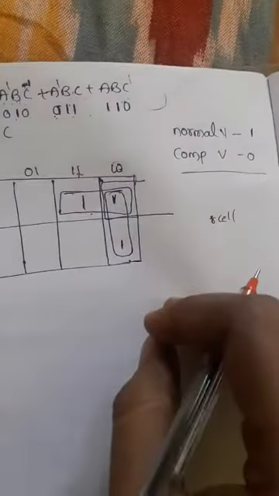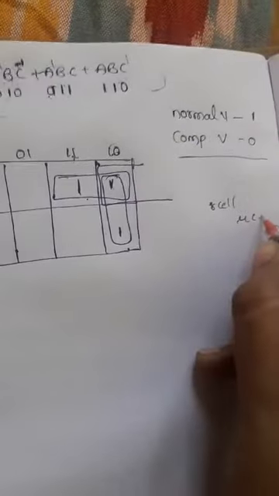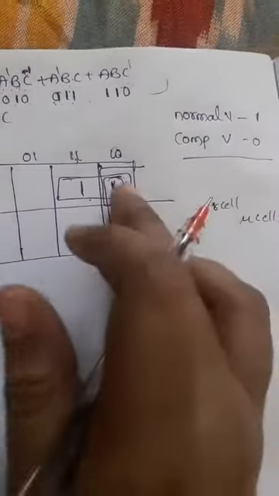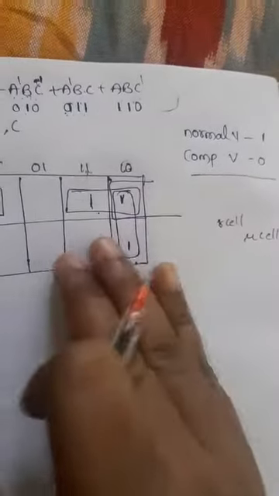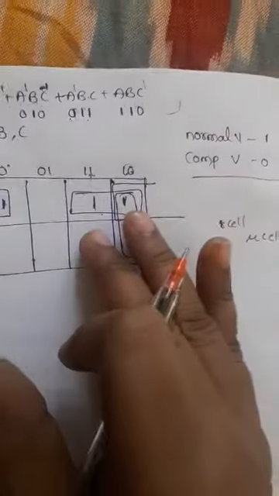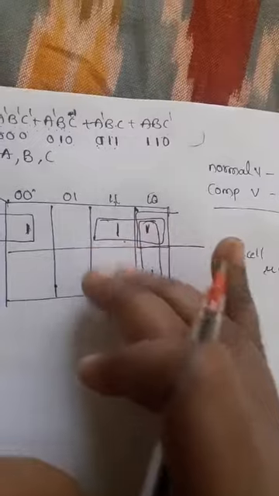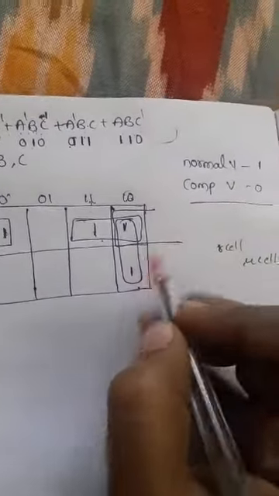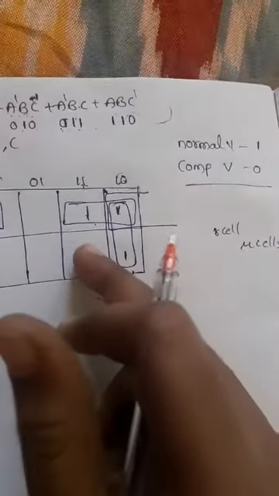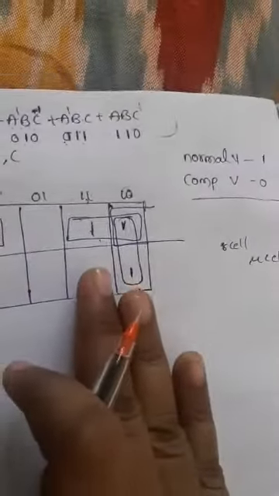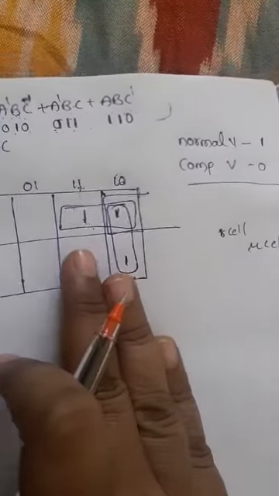Coming to the next one, quad. Quad is nothing but grouping 4 cells, so we need 4 adjacent cells. Check first whether the adjacent 4 cells have 1s or not. Here only 3 adjacent cells have a 1, and there is no one more cell having a 1. So quad is not possible for this, and the next one we will go for is the double.